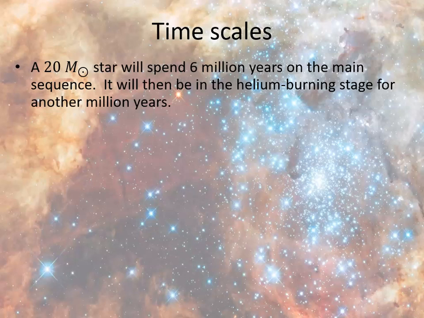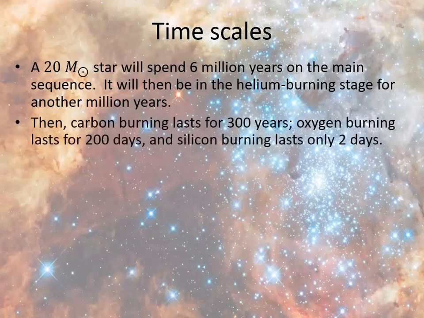But in terms of timescales, a 20 solar mass star is going to spend 6 million years on the main sequence. Again, that's a calculation you can do. Remember, lifetime is proportional to the mass to the minus 2.5 power. So that means it turns out it's also going to be in the helium burning stage. There's another equation for that. That's going to be for about another million years. It's going to be fusing helium.